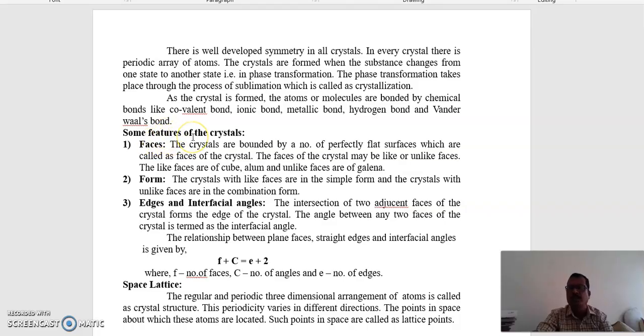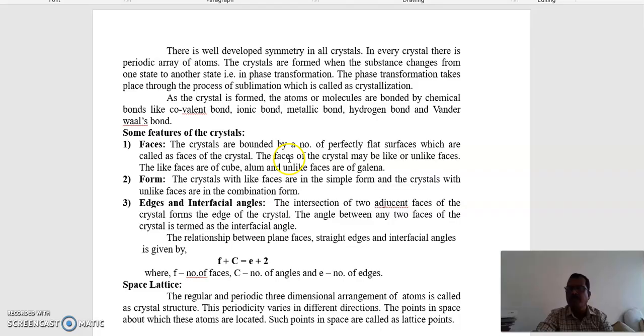Now we see some features of the crystals. When a crystal is formed, it has some features, which are faces, edges and interfacial angles. First we see about faces. The crystals are bounded by a number of perfectly flat surfaces, which are called faces of the crystal.